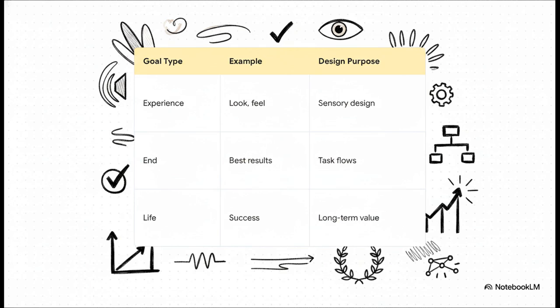Then you have end goals. These are all about just getting things done effectively, which drives your task flows. And finally, zooming way out, we have life goals. These are the user's long-term desires, like personal success, which ultimately informs the long-term positioning of your product.